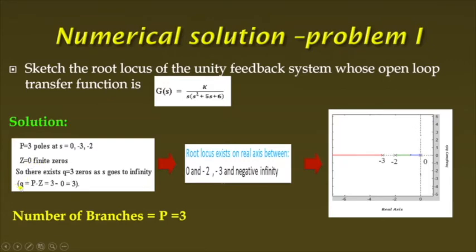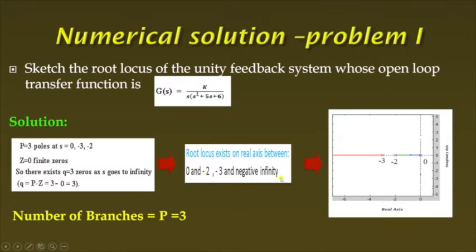Then calculate Q. Q is P minus Z, that means number of poles minus number of zeros. The number of poles is 3 and the number of zeros is 0. Then 3 minus 0 we get 3. That means Q is 3. So 3 root locus branches go to infinity because there is no finite zero. The number of root locus branches is always equal to the number of poles.